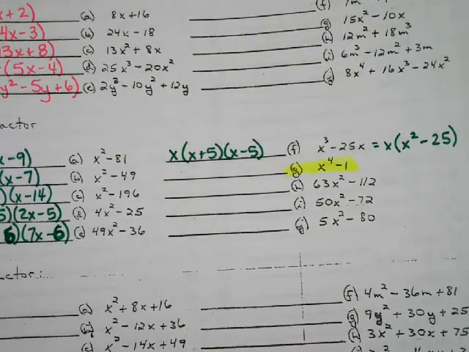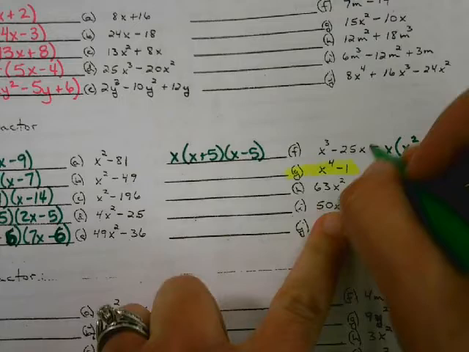Is 1 a perfect square? Yeah, its square root is 1, right? So does anybody want to take a stab on how that guy might factor? Thomas, go for it. Yeah.